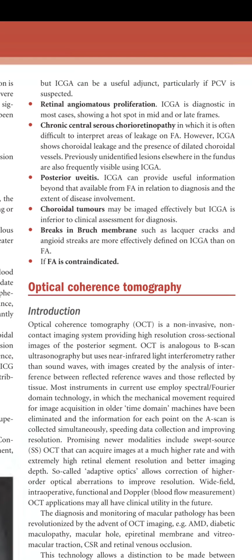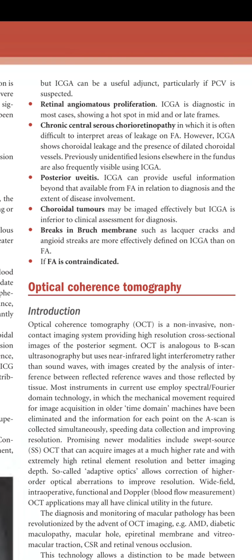Chronic central serous chorioretinopathy is one in which it is often difficult to interpret areas of leakage on FA. However, ICGA shows choroidal leakage and the presence of dilated choroidal vessels. Previously unidentified lesions elsewhere in the fundus are also frequently visible using ICGA.